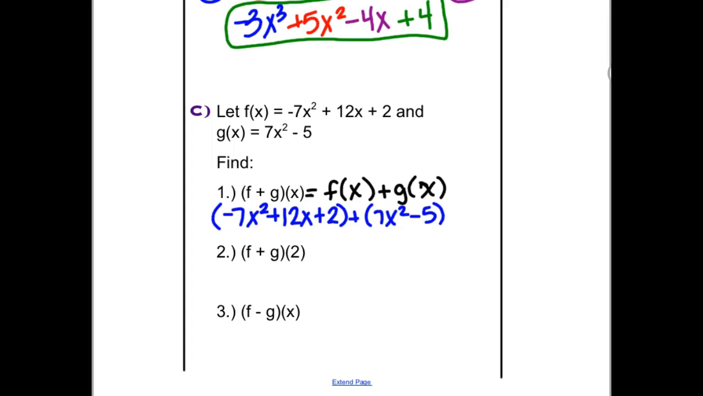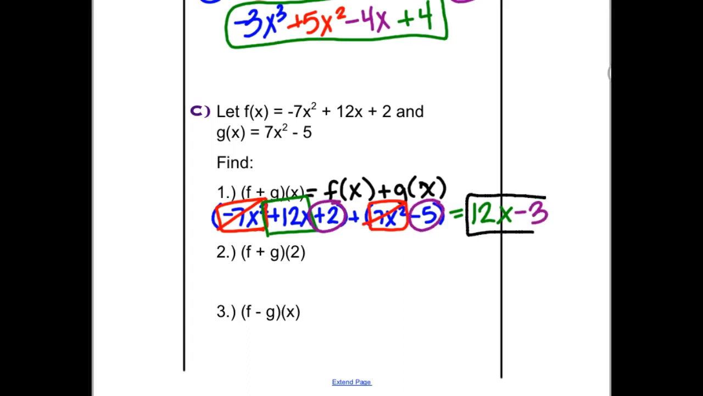Now because we're adding, parentheses don't play a factor and we can start combining like terms. We've got negative 7x squared plus 7x squared, which cancels. And then we've got plus 12x with nothing else, so we'll put a 12x on the end here. And then we have plus 2 minus 5, which would be minus 3, giving us a final answer of 12x minus 3.